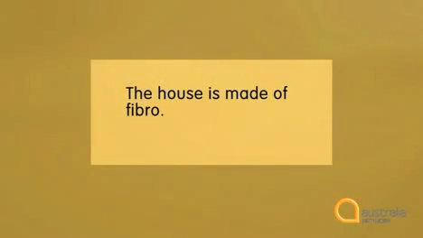The conjunctions and, but can also be used to join words and phrases in lists. We separate words with commas and then use a final and. The house is made of fibro. The house is made of fibro and timber. The house is made of fibro, timber and bricks.